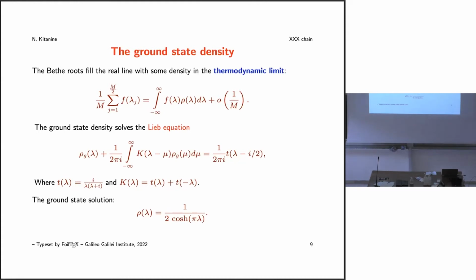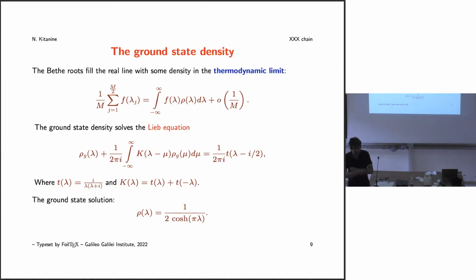The density solves an integral equation which is called the Lieb equation. What is quite important, there is no first order correction, because a first order correction would be responsible for the excitations. So the correction starts from 1 over m squared, and this equation is well known and can be solved explicitly through the Fourier transform. So we have an explicit expression for this ground state density. So we can explicitly compute the ground state energy and ground state momentum. So everything about ground states is well known.